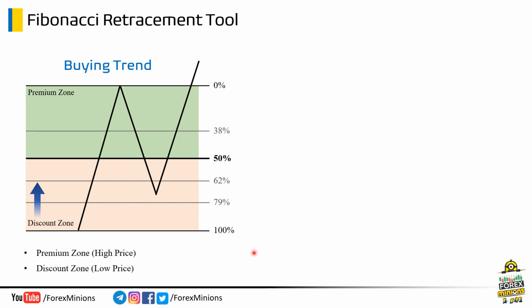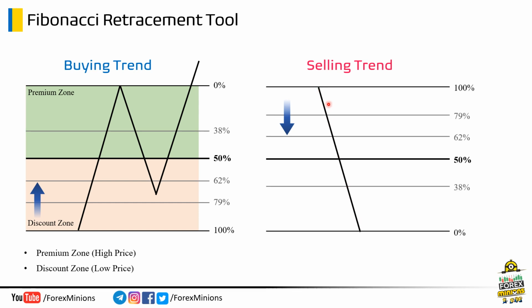Now, let's discuss a selling trend example. Here we assume that price decreased and is in a downtrend. This is the origin of price, or you can say the starting point of price. And this is the ending point or stop point of this swing. Now, we will apply this tool from this starting point to this ending point. If we apply the Fibonacci tool for the sell trend, this is the discounted zone above the 50% level. And this is the premium zone below the 50% level in a bearish or selling trend.